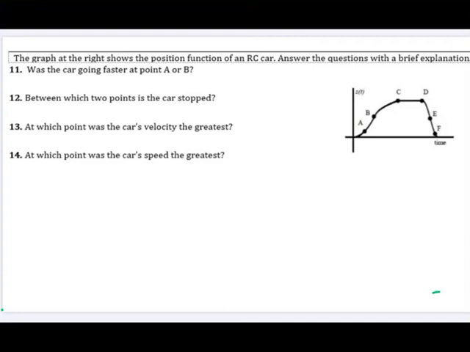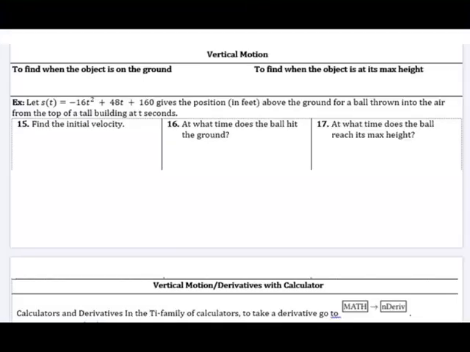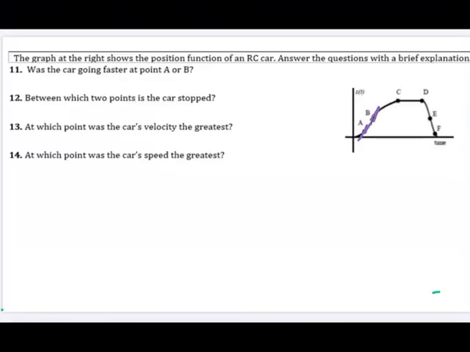I'm going to explain verbally more than writing because I didn't leave myself very much space. Was the car going faster at point A or point B? That's asking me to look at the slope. Where is there a greater slope, or a greater velocity? I'm looking at the slope at A and at the slope at B. B seems to have a greater slope.